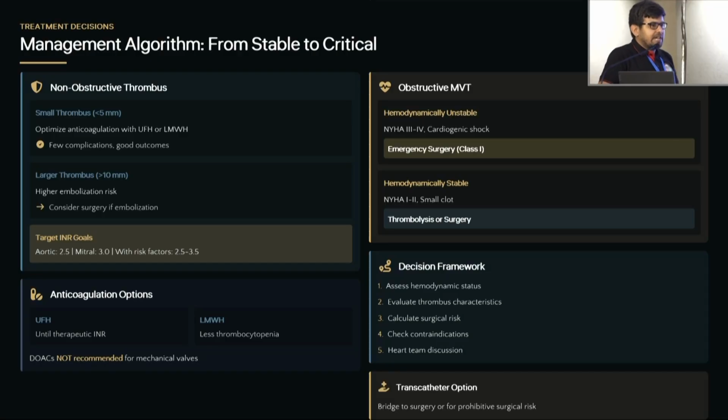So the management strategy: if it is non-obstructive and the thrombus size is less than 5 millimeter, we will be using unfractionated heparin or low molecular weight heparin, because it has fewer complications. For a larger thrombus, more than 10 millimeter, we will be considering surgery.